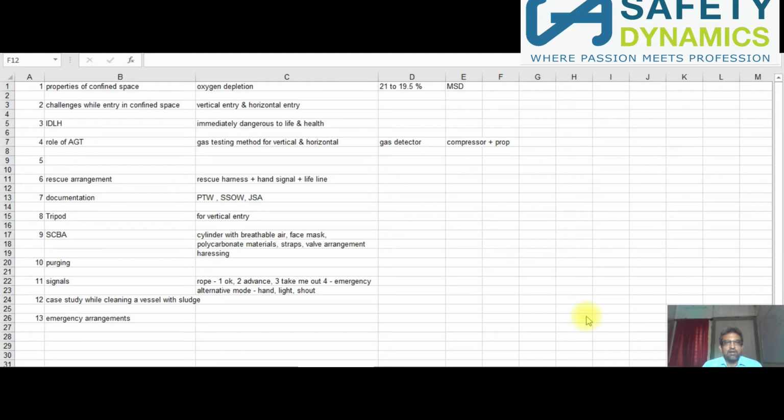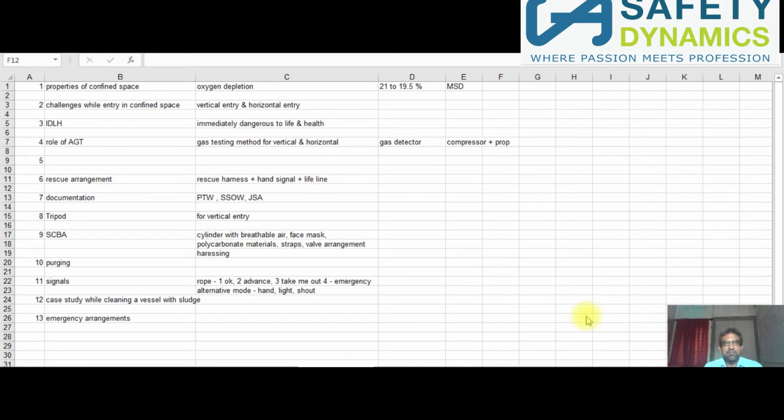Okay, that's number one. The second point I wanted to highlight is about vertical entry and horizontal entry. There are two different ways of entering into a confined space: one is a vertical entry, and the other is a horizontal entry. When it's a horizontal entry, probably you can even crawl. Imagine a pipeline where you have to do some epoxy coating. How will you enter? You have to go by horizontal entry.